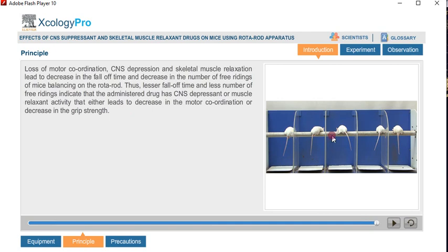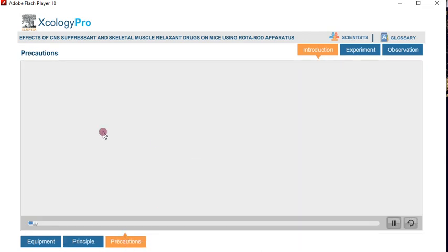Free riding means there is movement just like riding with the rod with the muscle grip. So a decrease in the number of free riding indicates that the administered drug has CNS depression or muscle relaxation activity. Similarly, you can perform the experiment with an unknown drug, which can be compared with a known muscle relaxant. There are also some precautions with the experiment.